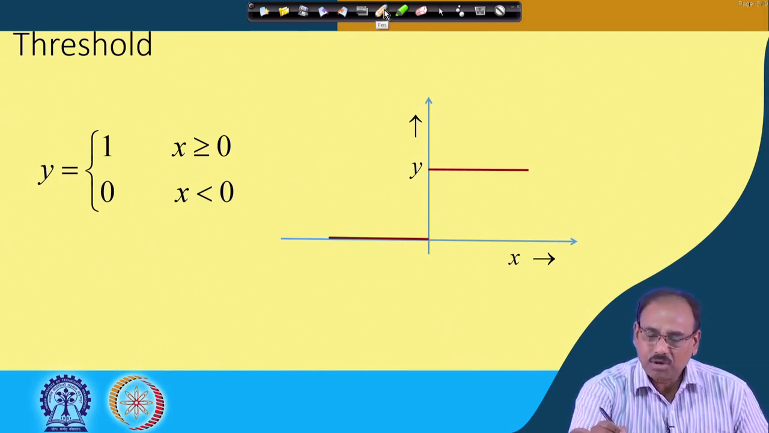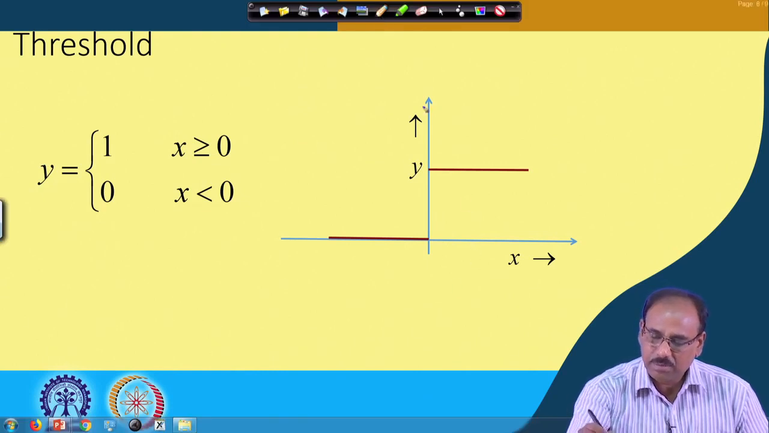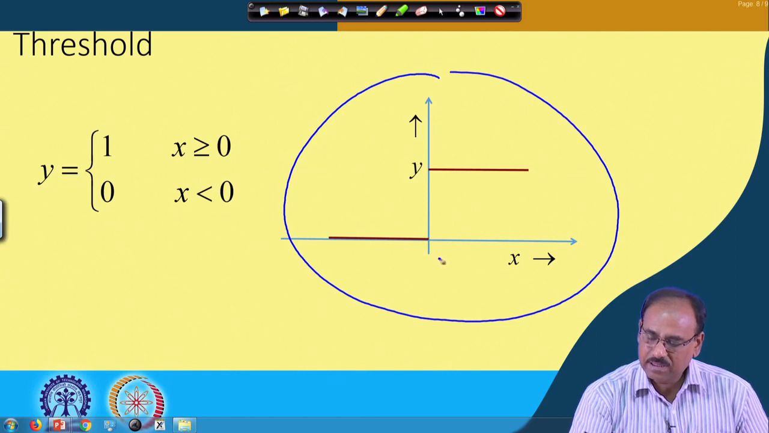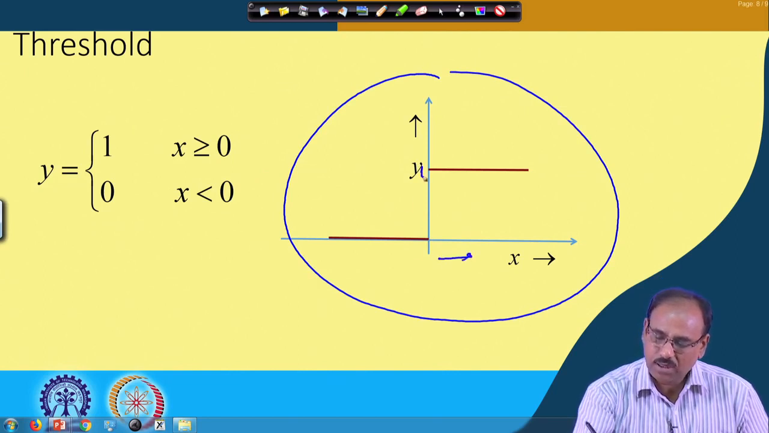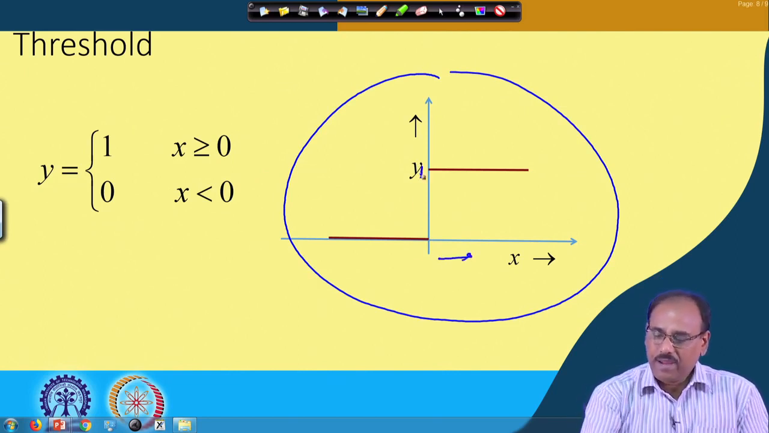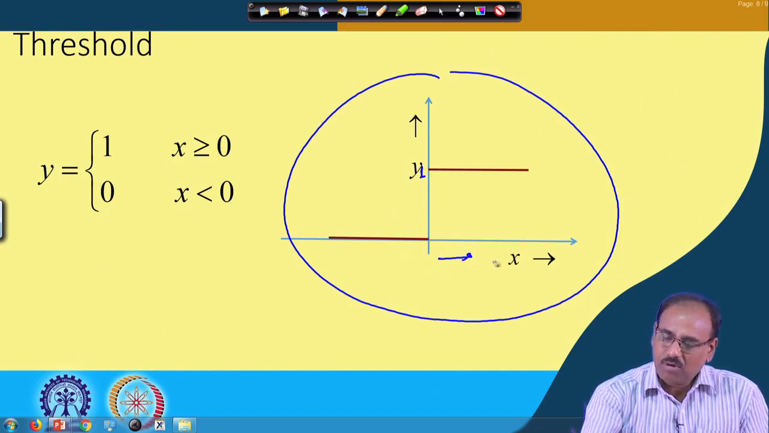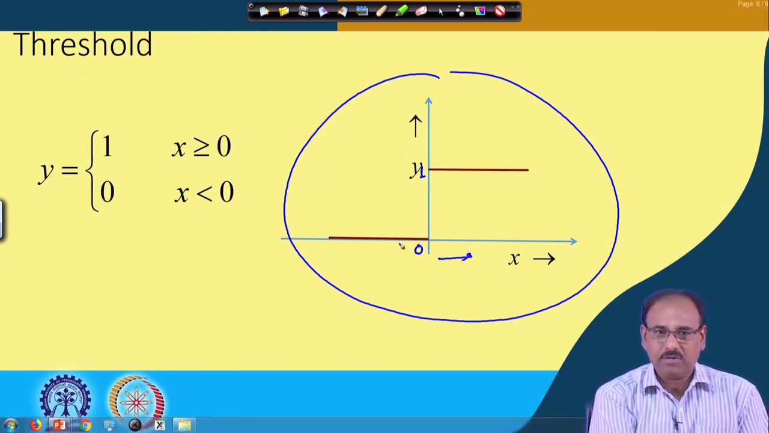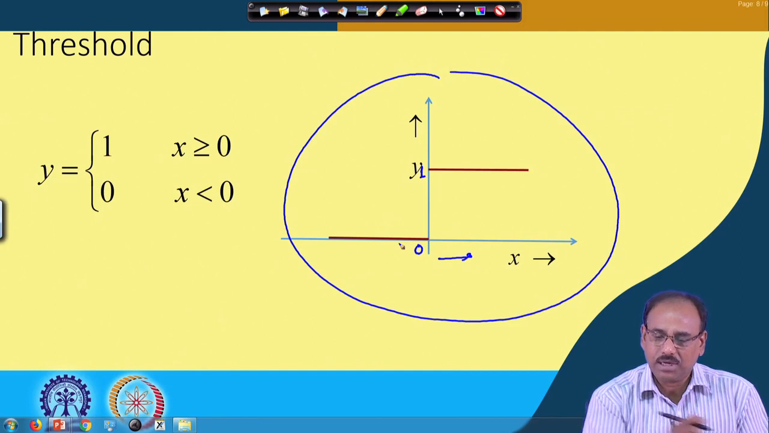So here this nonlinear function is depicted in this form. As x is greater than 0, the value of y is 1. So here it is 1. If x is less than 0, the value of y is 0. So here it is 0. So this is the simplest kind of nonlinearity, the threshold function, that we can have. And we'll see the use of this sort of nonlinearity when we start our discussion on neural networks.